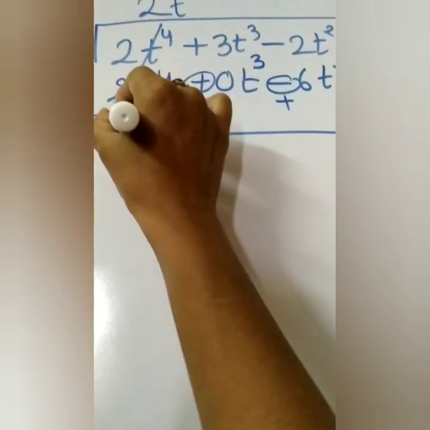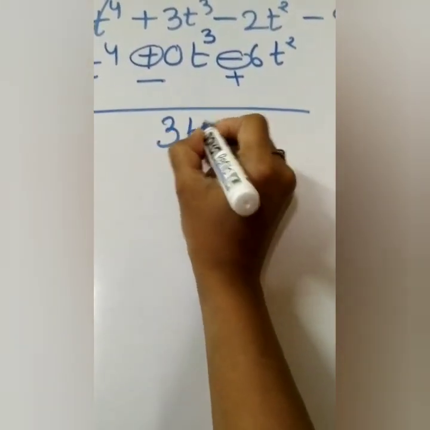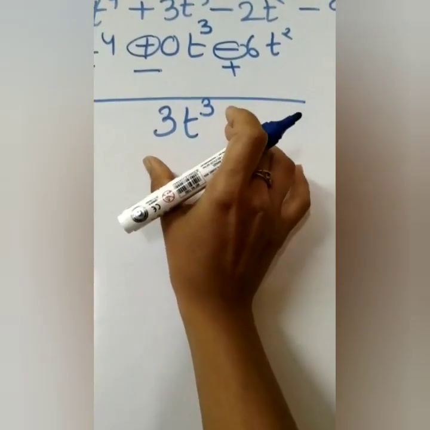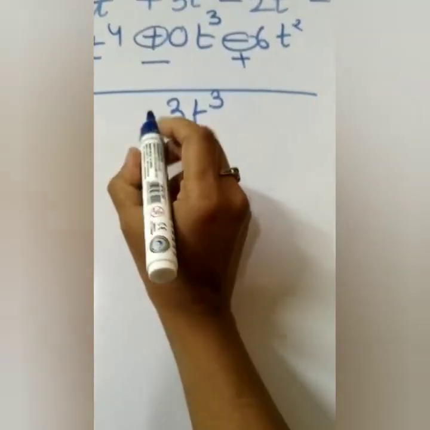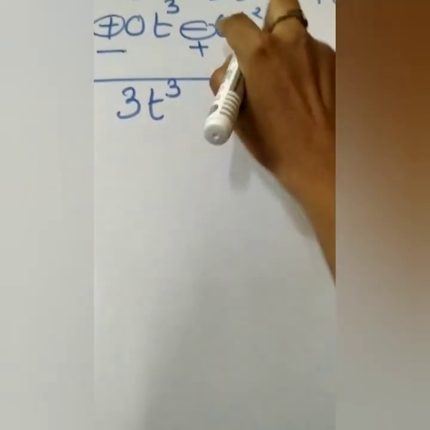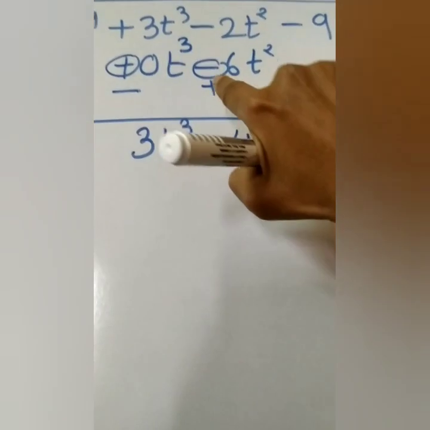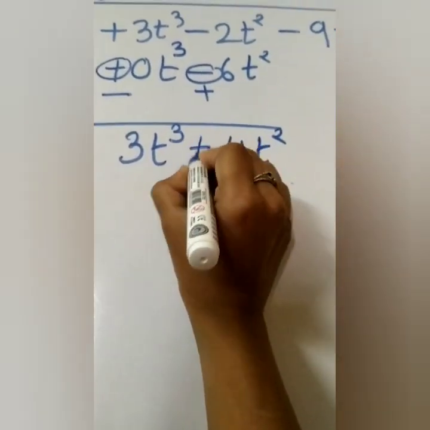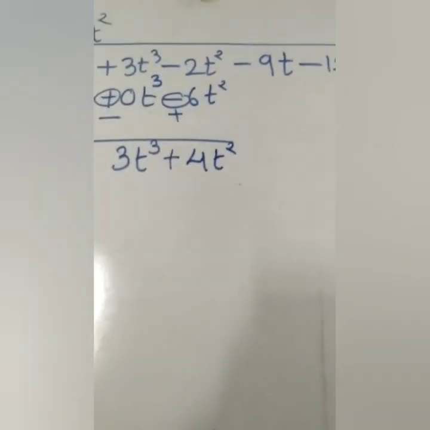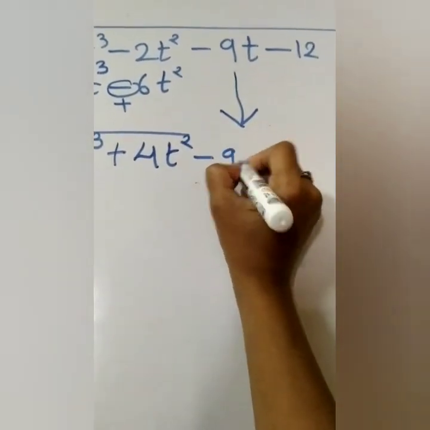Now this term will cancel out. This will filter out, so 3t square and t cube will remain as it is with the symbol plus. Here plus minus will become minus. 6 minus 2 will become 4t square, but the symbol of the greater number which is plus, so we will write plus over there. Now we will take one term down, that is minus 9t.